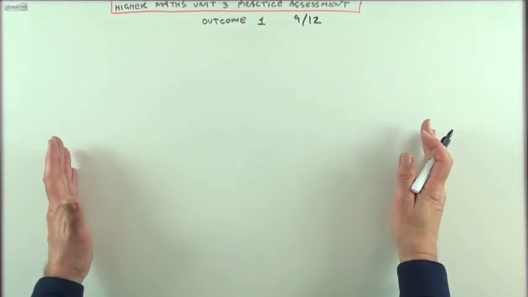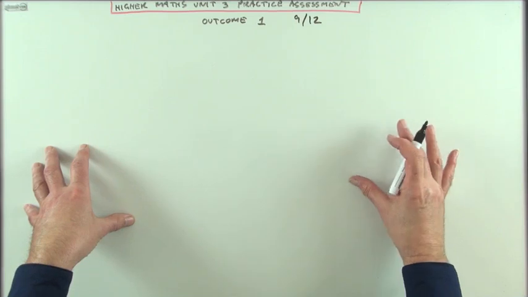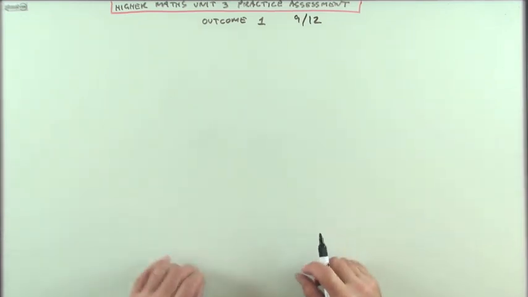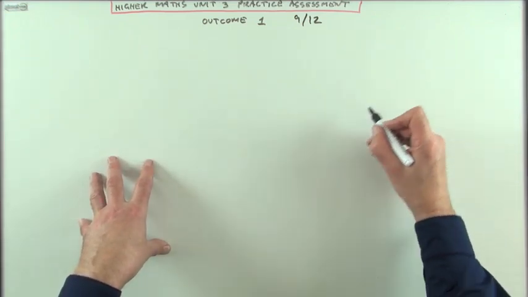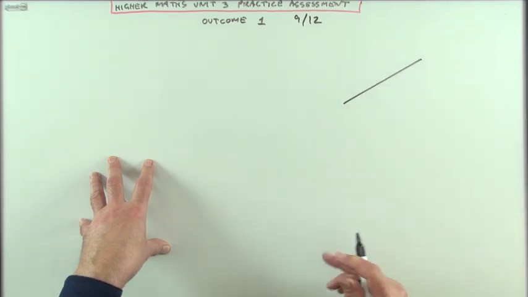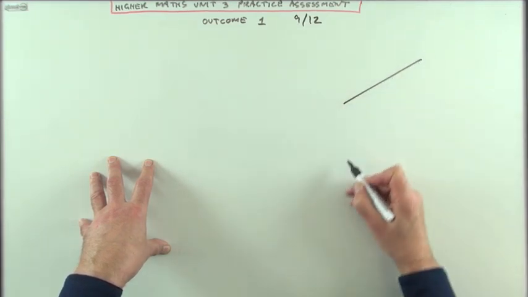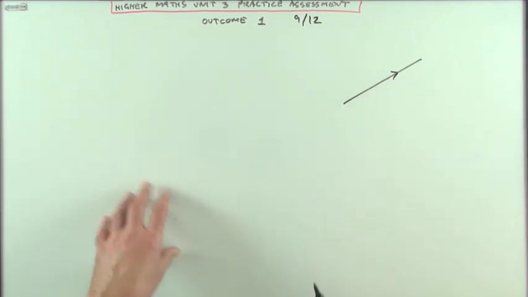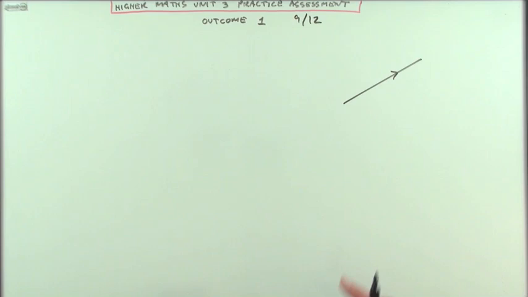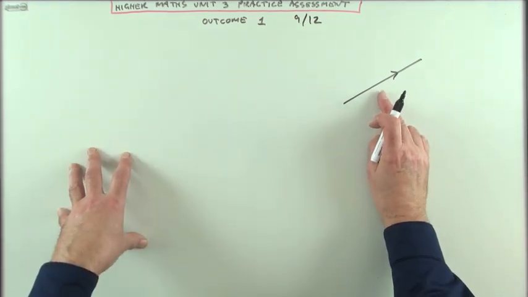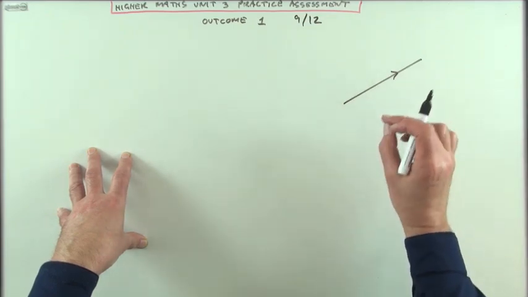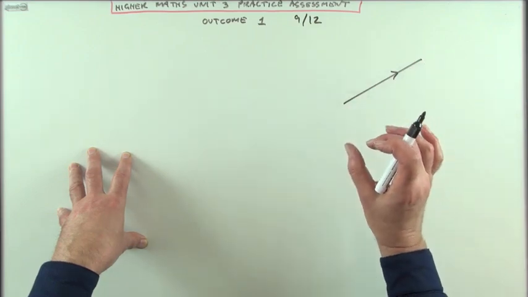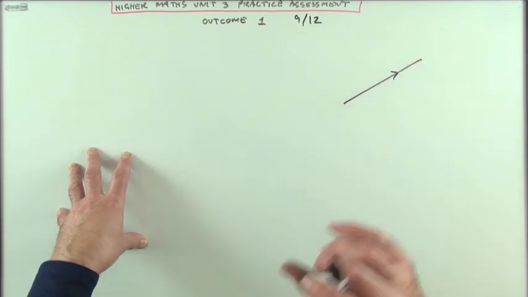Now this whole outcome is about vectors, and quite simply a vector is a quantity which has a magnitude and a direction, so that it could be represented graphically as a line of a certain length pointing in a certain direction. For that reason, it can be referred to as a directed line segment. It's got a direction and it's only part of a line, the required length.